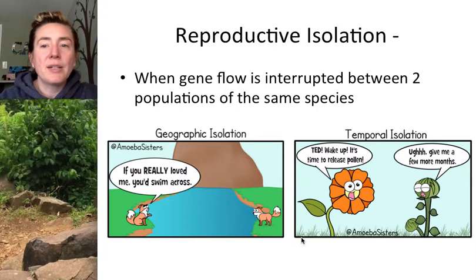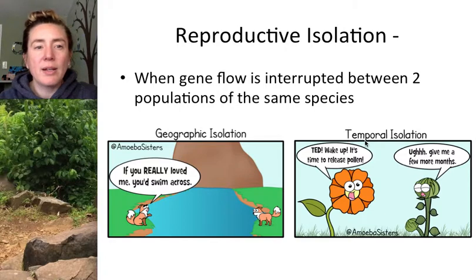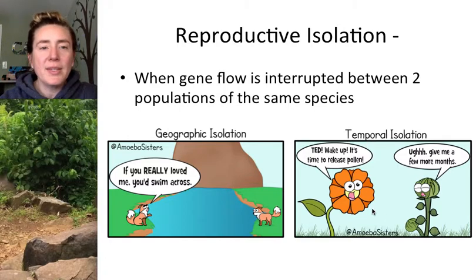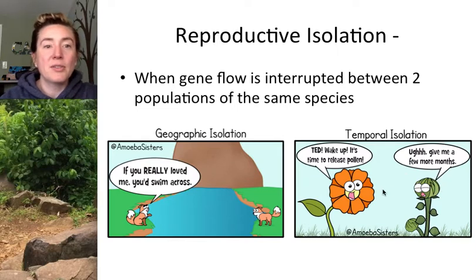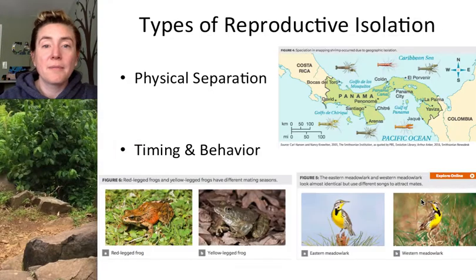Another type of reproductive isolation would be temporal isolation. So think of time when you think of temporal. So in this case here, I have two flowers. This one says, Ted, wake up. It's time to release pollen. This one says, ugh, give me a few more months. So in this case, this is ready to mate, to reproduce, and this one is not. So therefore, they are not going to be mating together to produce fertile offspring.